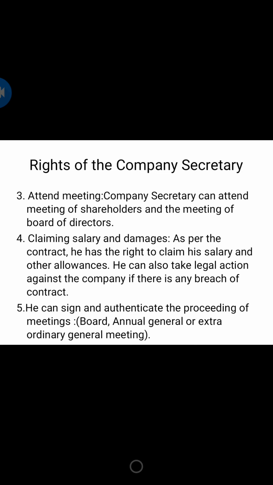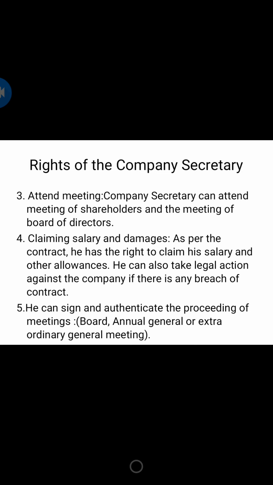How will the company secretary attend all the meetings, right? Suppose we say board meeting, board of directors will be there; annual meeting, shareholders will be there. But here, secretary has a right to attend each and every meeting, because he is the one who is going to record the proceedings, right? So secretary can attend the meeting of shareholders and the meeting of board of directors also. We know in board of directors meeting, shareholders don't come there, right? But secretary has a right to attend both meetings, board of directors plus the shareholders meeting.